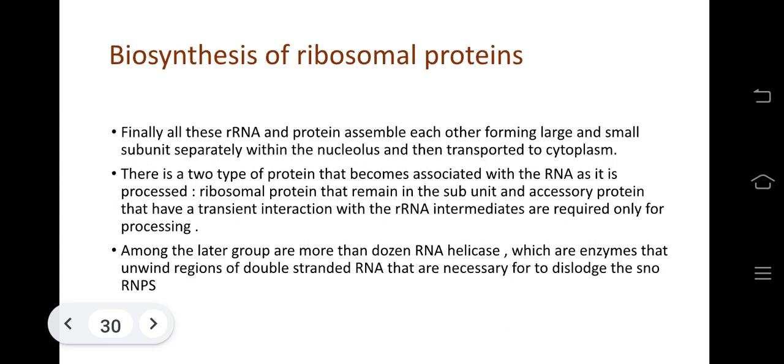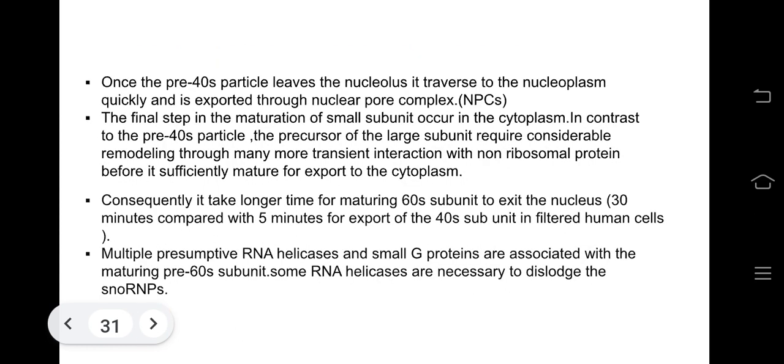Among the latter group are more than a dozen RNA helicases, which are enzymes that unwind regions of double-stranded RNA that are necessary for the disloading of the snoRNPs. Once the pre-40S particle leaves the nucleolus, it transfers to the nucleoplasm quickly and is exported through nuclear pore complexes, or NPCs. The final step in the maturation of the small subunit occurs in the cytoplasm.